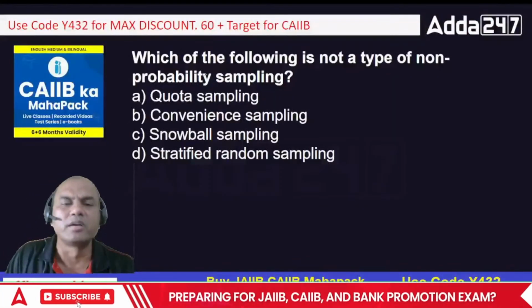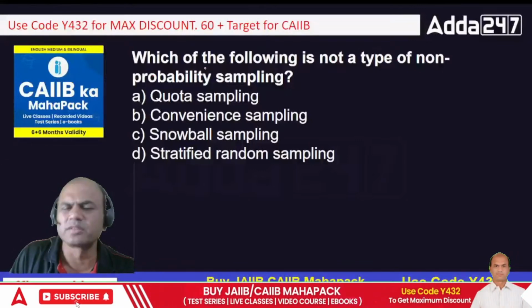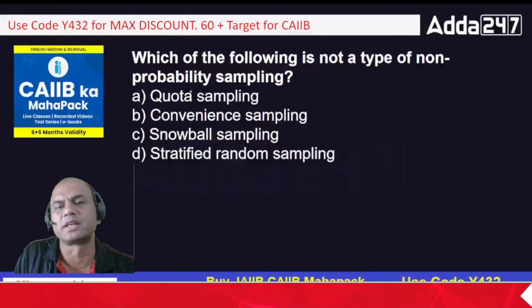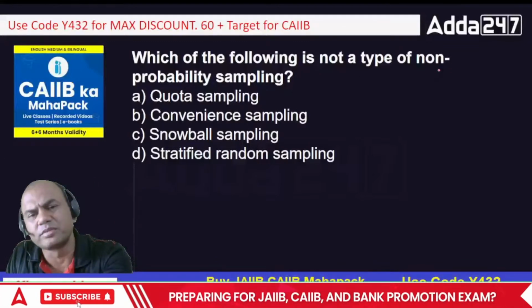See this, one question was there: which of the following is not the type of non-probability sampling? I'll explain this topic someday else, because there is a separate topic on this, probability and non-probability. Shall I show you? Okay, let's see this.